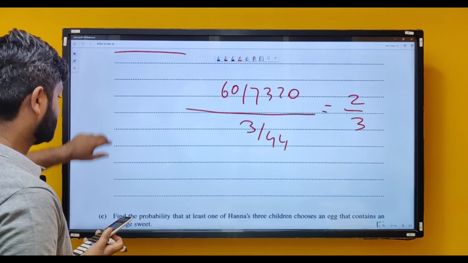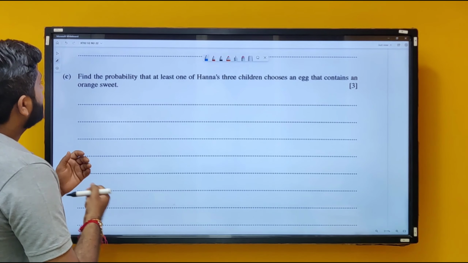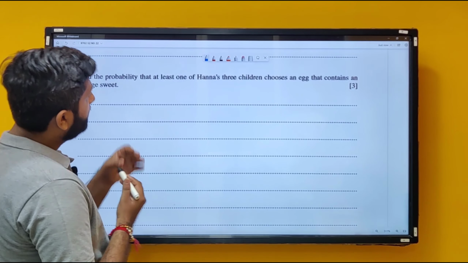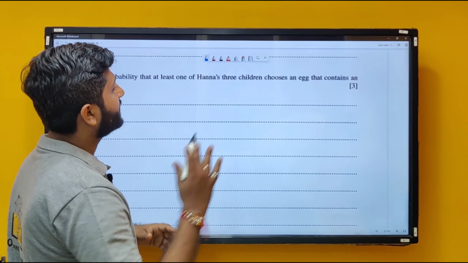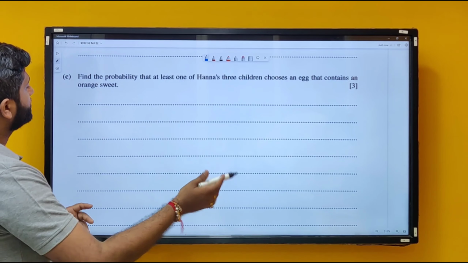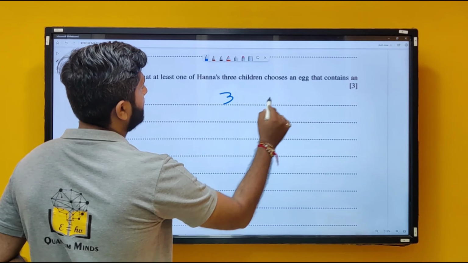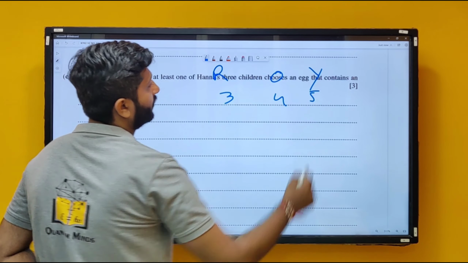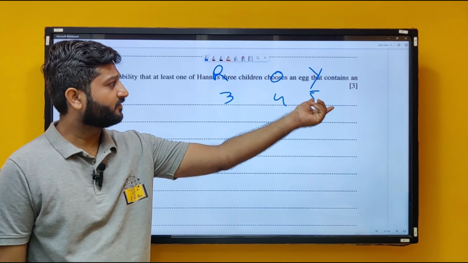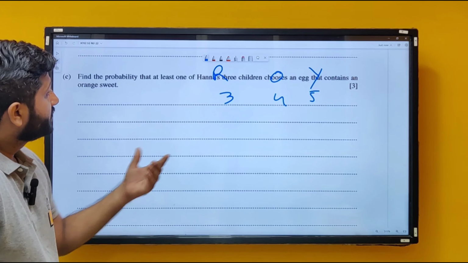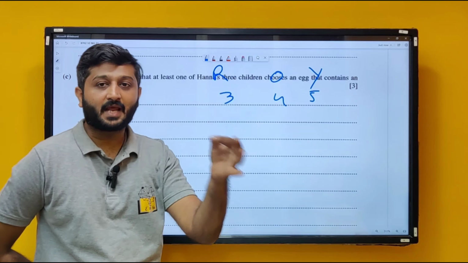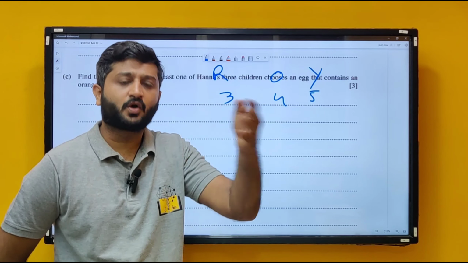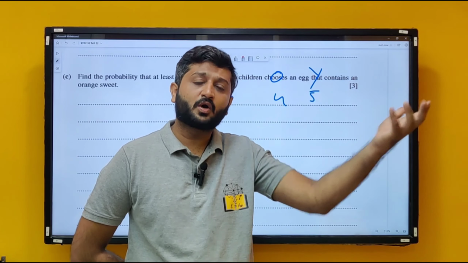Okay. So next question. Part C. Find the probability that at least one of Hannah's 3 children chooses an egg that contains an orange sweet. So we have 3 red, 4 orange and 5 yellow sweets. So at least one of the 3 children chooses an egg that contains an orange sweet. So at least 1 orange, 2 orange or even 3 orange would work.